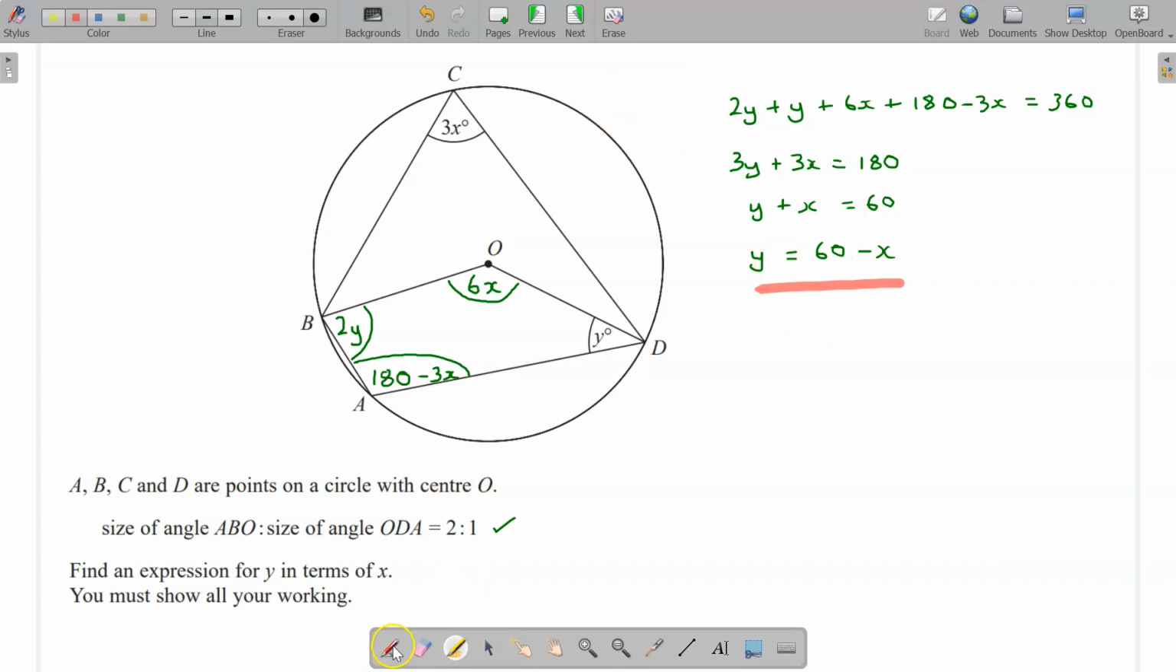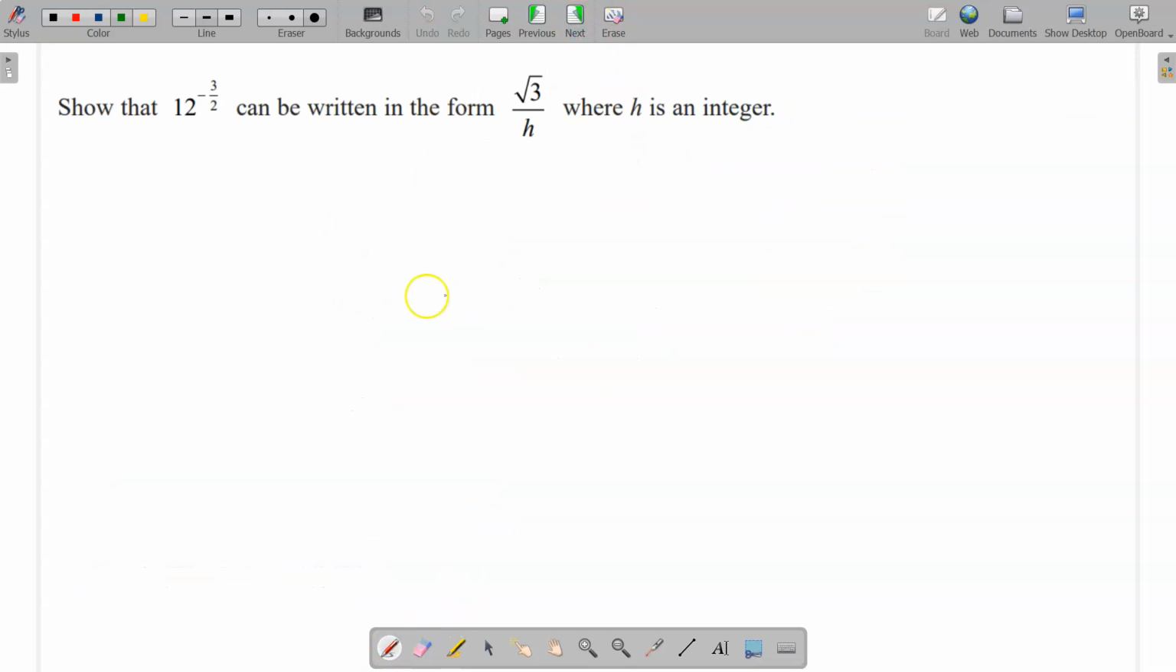The fourth question. This is about using the rules of indices and powers and surds and linking the two together. You've got to be very careful with this and do it step by step. The first thing I would do here when you see a negative power is rewrite that as 1 over 12 to the same power but positive. So it's now to the power of 3 over 2. Okay, so that's 12 cubed square rooted. That's what that actually means.